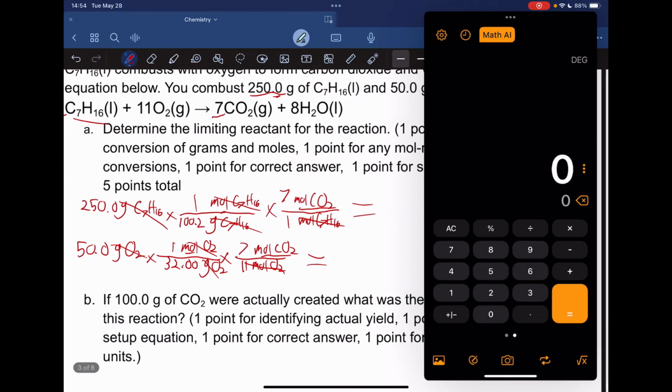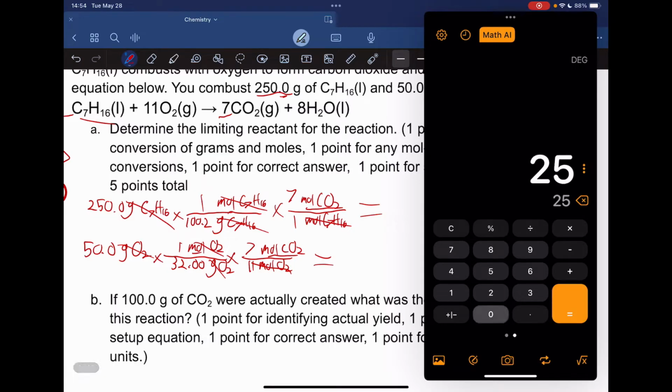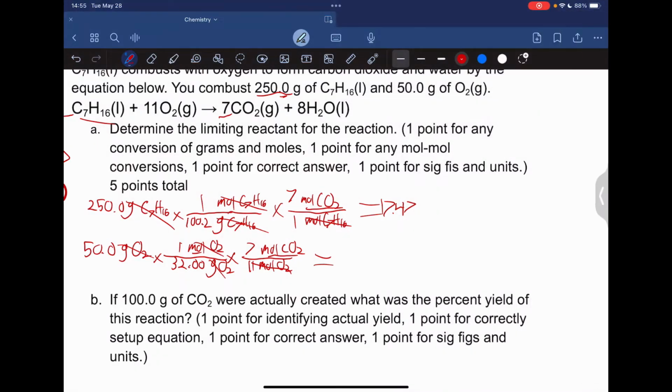All right, plugging the first one in the calculator, we have 250 divided by 100.2, and then multiply by 7. We can ignore the ones, so we get 17.465. This was 4 sig figs to start with, so we're going to round to 4 sig figs, which would be 17.47. That is moles of CO2.